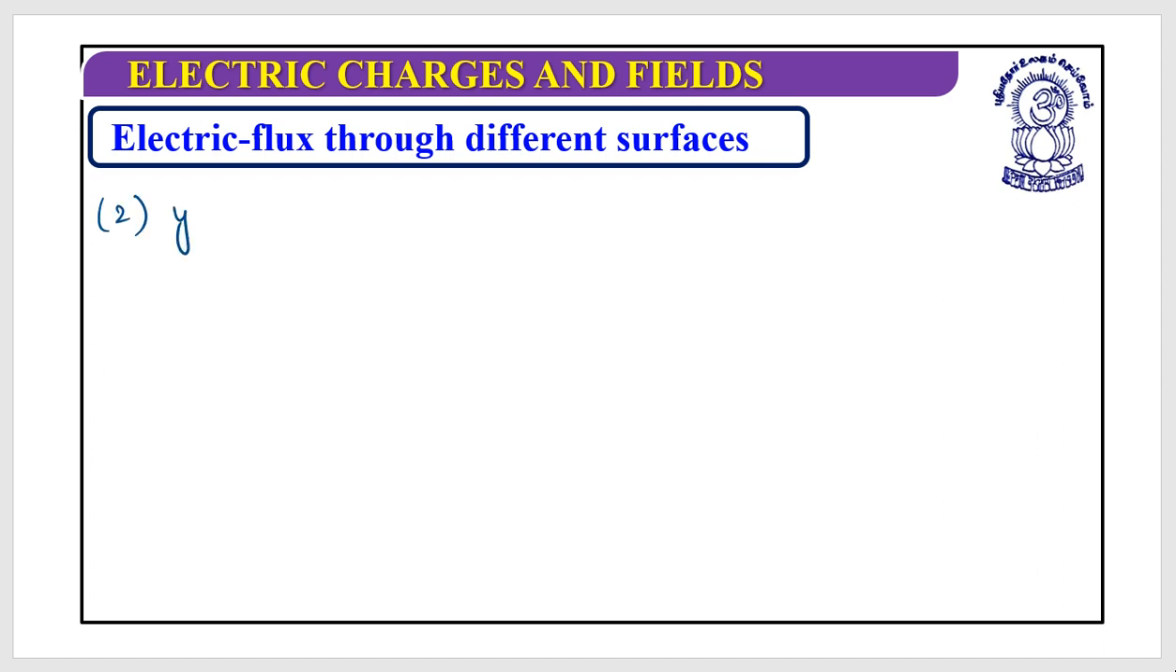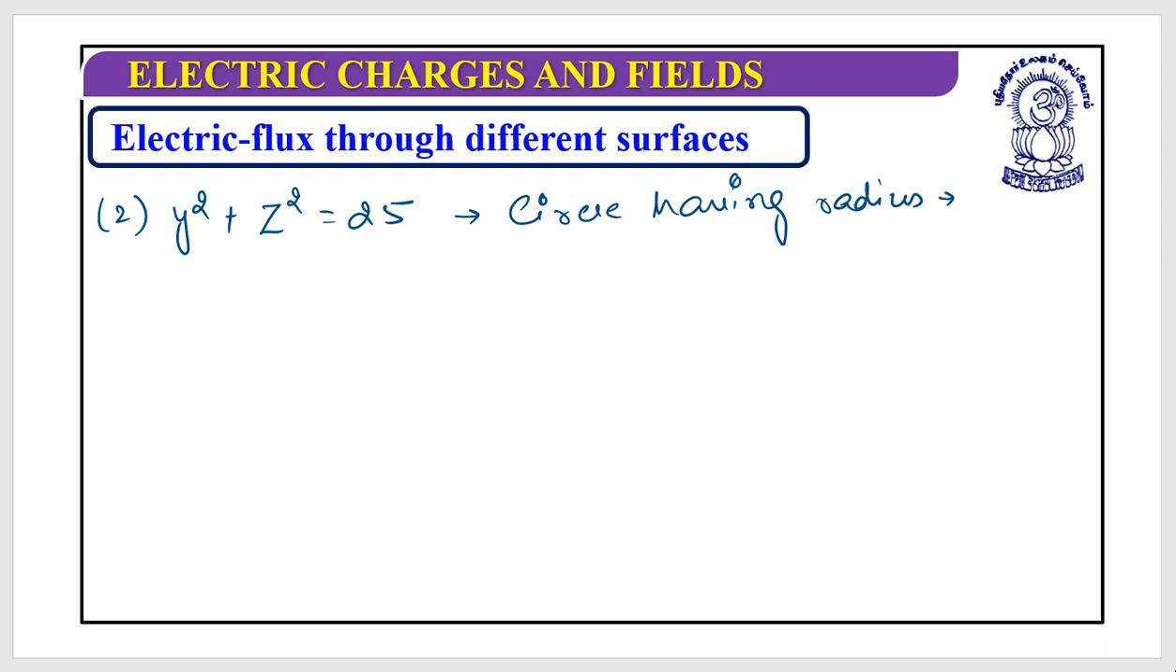Second, let's say you have been given y square plus z square equals 25. This is a circle having radius r, and here r square stands for 25, so r stands for 5. And the electric field that you know is 3i plus 4j plus 5k. Now find out the flux. Do it on your own. Do it quickly.